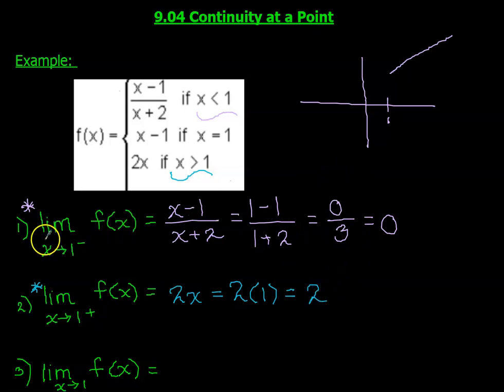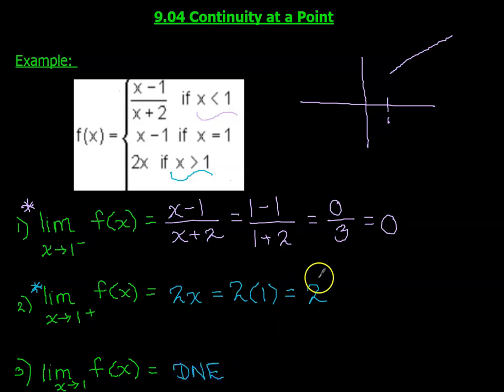So to the left, it approaches 0. To the right of 1, it approaches 2, which means for number 3, the limit as x approaches 1 is not a one-sided limit, which means it should be approaching the same y value from the left and the right. Otherwise, the limit doesn't exist. And as you can see, the limit as x approaches 1 from the left is 0. The limit as x approaches 1 from the right is 2. So since these two are not the same number, the limit does not exist.